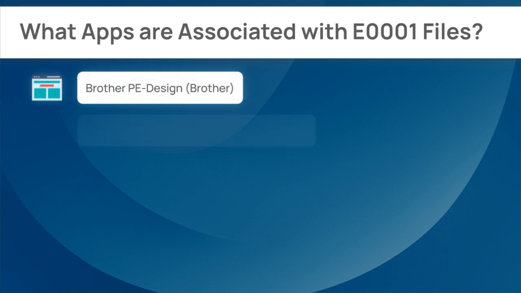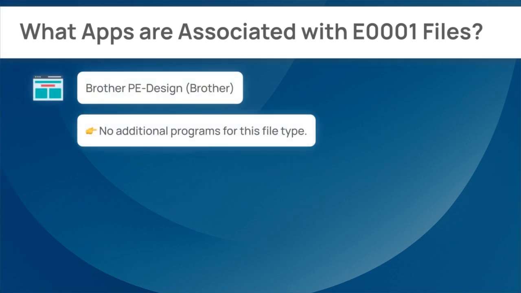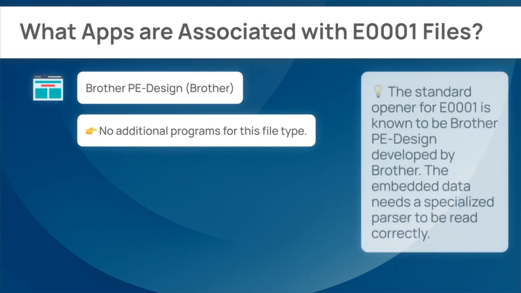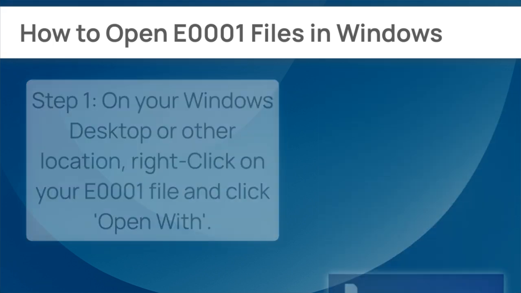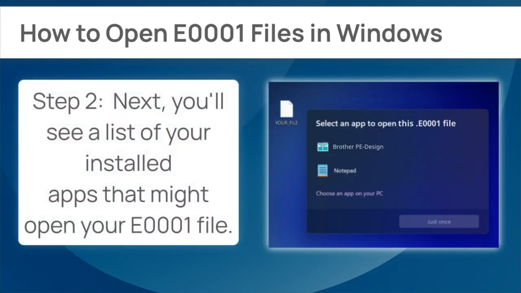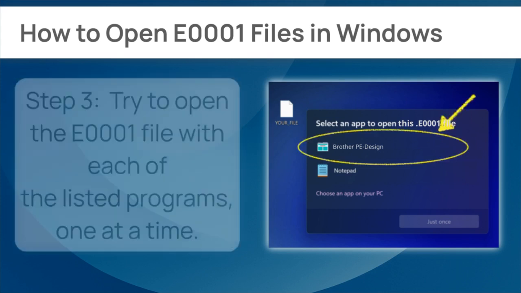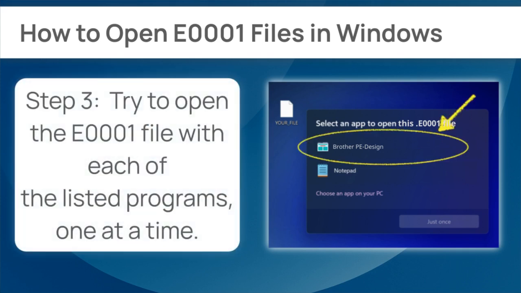The initial software setup links the E0001 file directly to Brother PE Design by Brother. The embedded data needs a specialized parser to be read correctly. Windows lacks the ability to visualize embroidery formats, requiring dedicated design software. We are performing a vital check of your system's software. Right-click your E0001 file and choose Open with. Test with Brother PE Design first. If it's missing, select another program. The fix is often a simple compatibility swap.